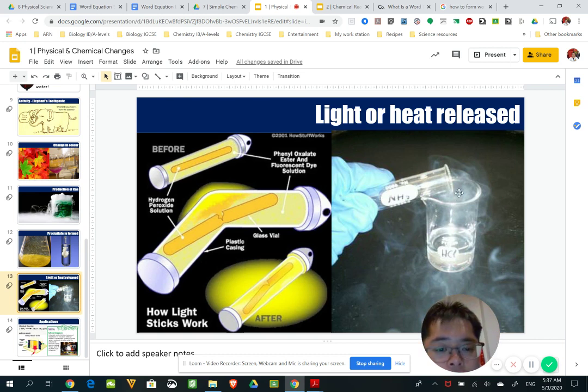Now you notice over here, all the smoke is what we call effervescence. We'll talk about this in class if you're not sure of the new terms. Effervescence is spelled E-F-F-E-R-V-E-S-C-E-N-C-E, effervescence.